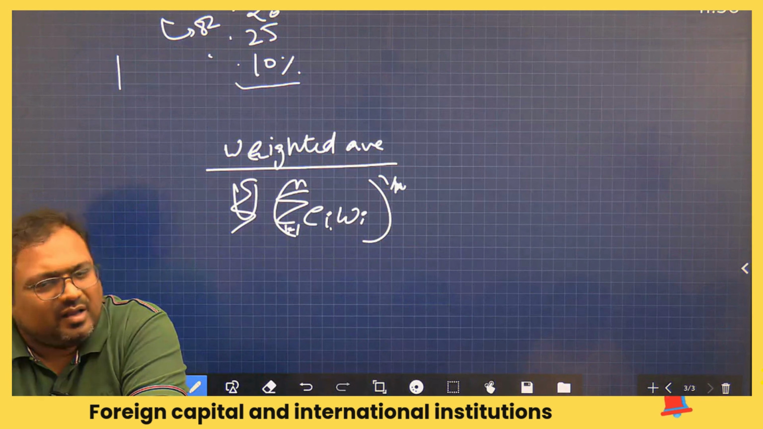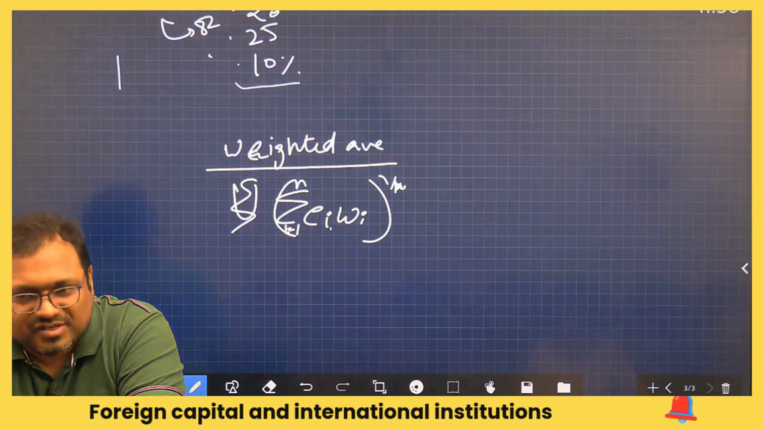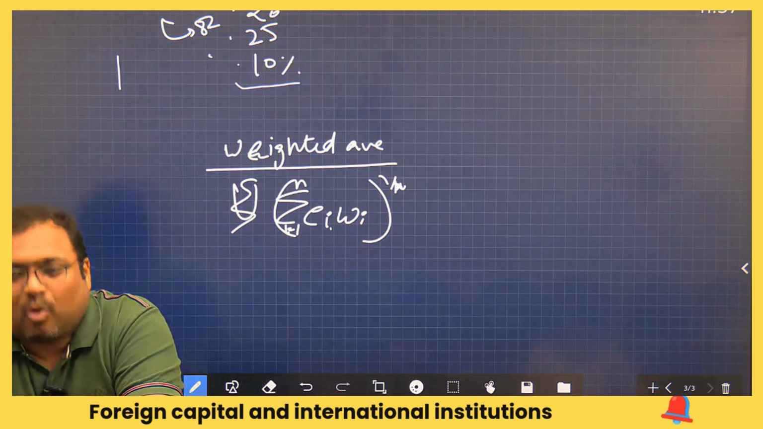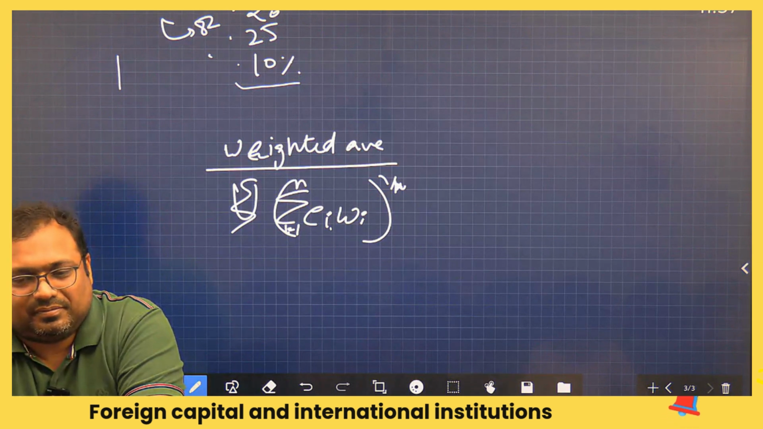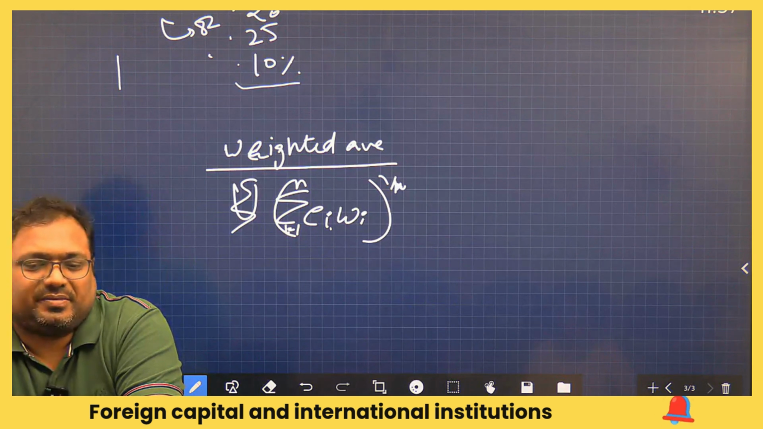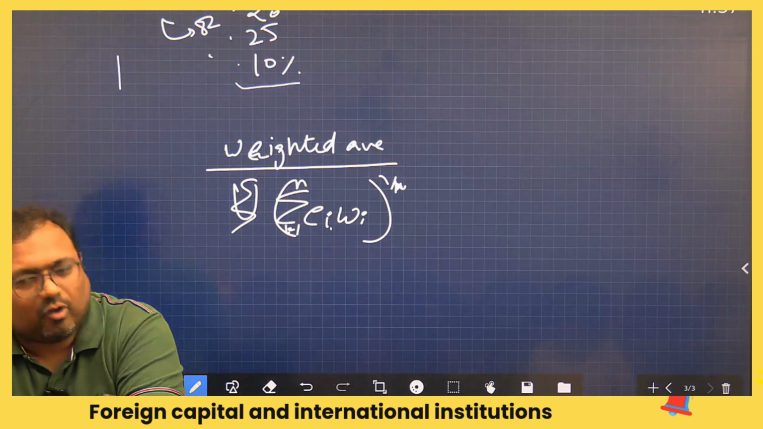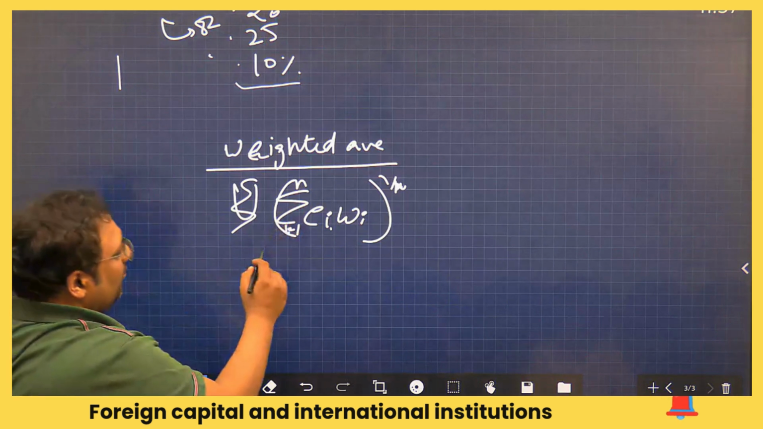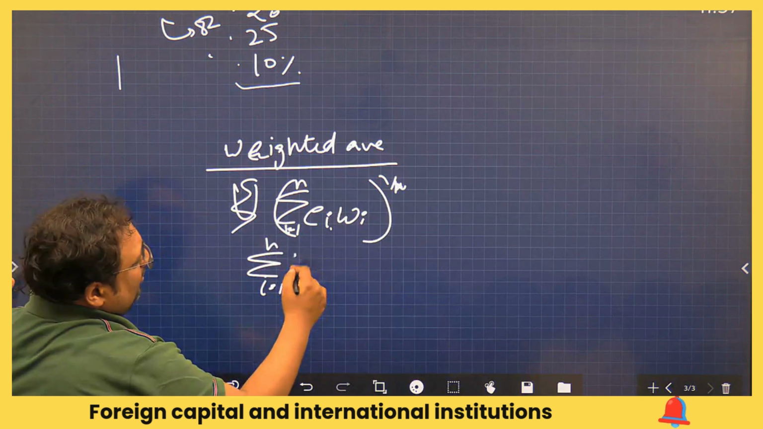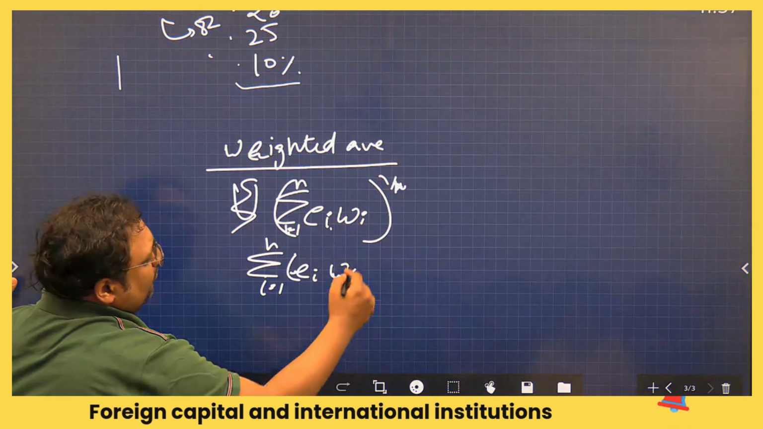And what is REER? Same thing. Weighted average of the real exchange rate. बहुत सिंपल है. ये इसलिए सिंपल है क्योंकि हमने इस पे पहले बहुत टाइम लगाया है. Okay? Weighted average of real exchange rate. And the formula now, same formula. We add one more thing here. i is equal to 1 to N, Ei Wi.